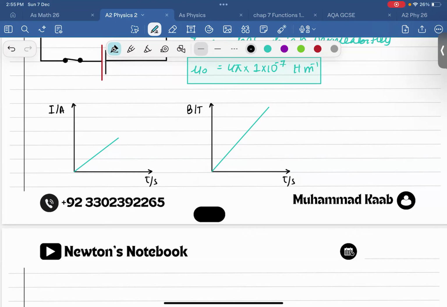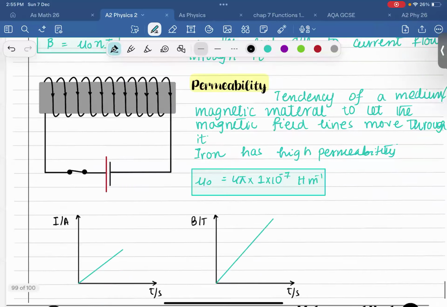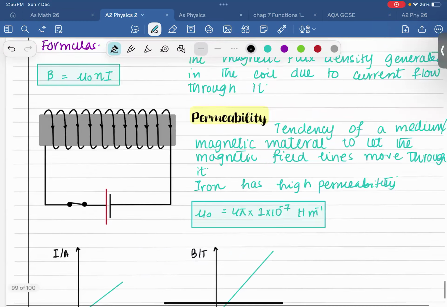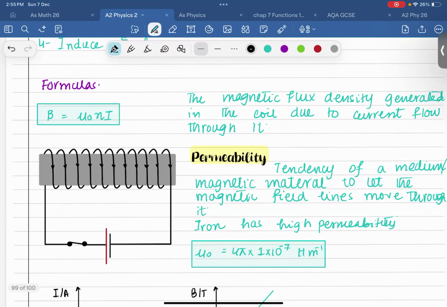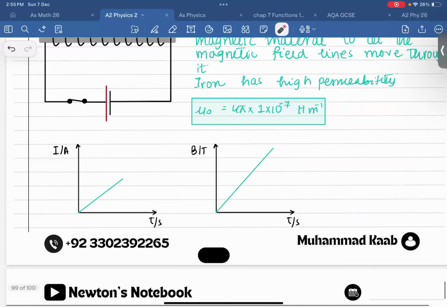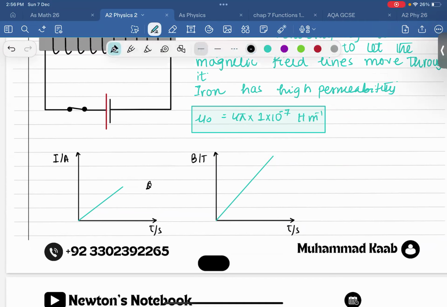But both of the graphs will have the same shape, as you can see. B is directly proportional to I, right? But B would be slightly higher because I is getting multiplied with two constants to get the value of B. So that's why it is a bit longer than the previous one. Okay, so you have to say same shape. So this is the first thing.